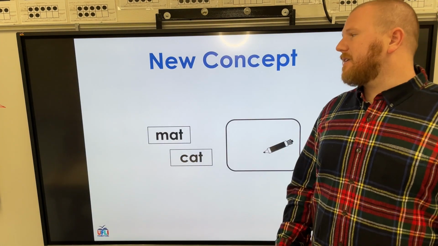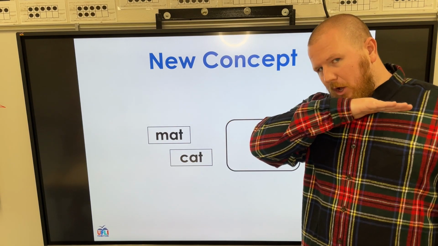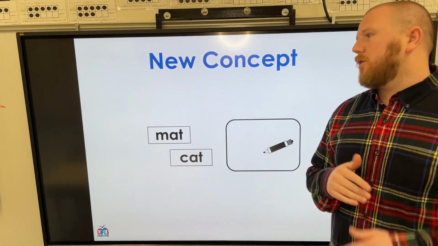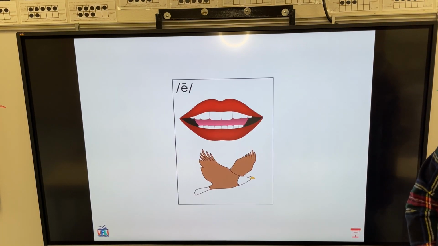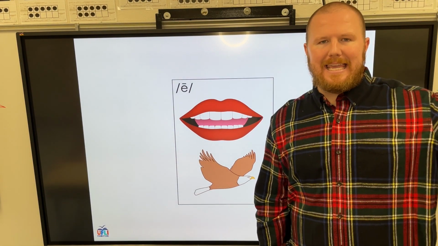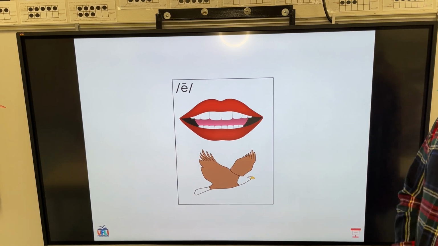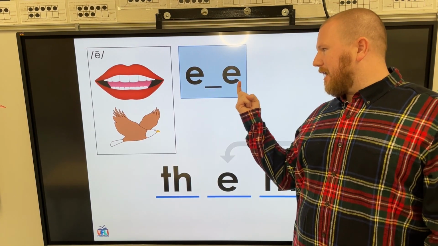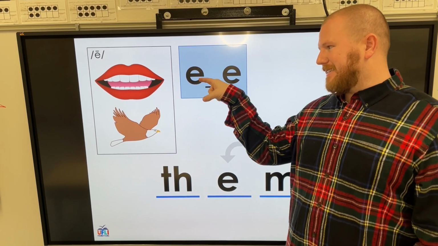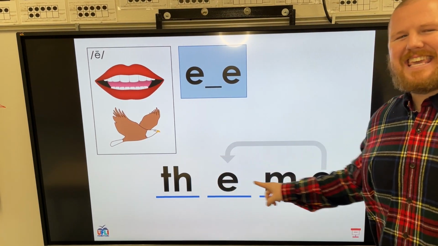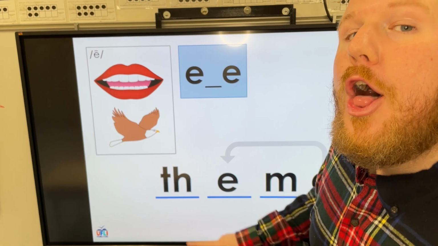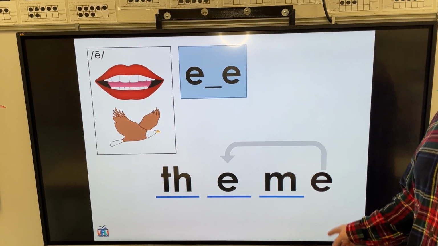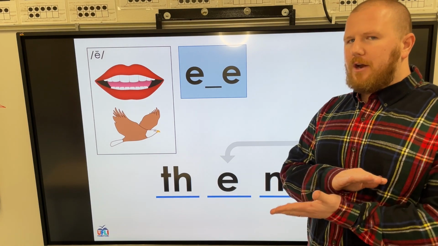All right, so our new concept, we're going to be doing vowel teams that spell long E sounds, because the last lesson was long A, now we're doing long E, so let's check it out. So we know E like eagle. We already know a spelling for this already, so let's take a look. E with silent E at the end, making it say its name, like theme. This E doesn't say anything, so that is another pattern for long E.